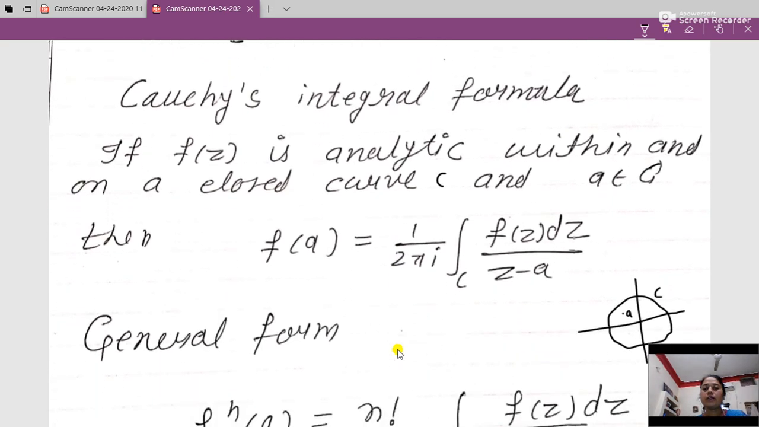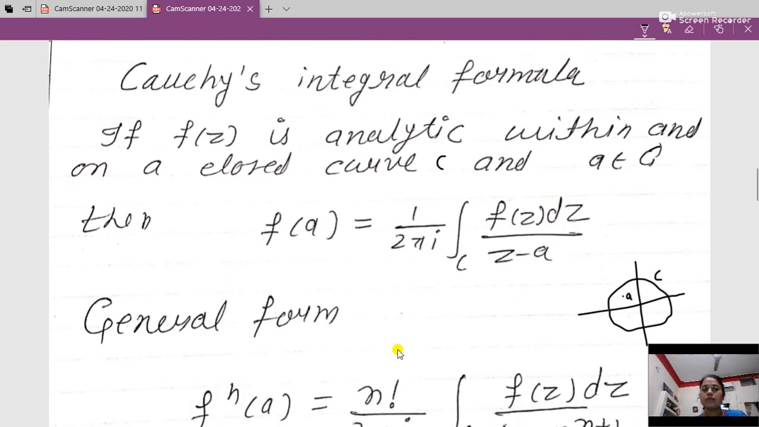Next is Cauchy's integral formula. If f(z) is analytic within and on a closed curve C and a is a point within the curve C, as you can see, then f(a) is equal to 1 upon 2πi times the integration of f(z) dz upon (z minus a) along the curve C. So we can use this formula to evaluate this type of integration.